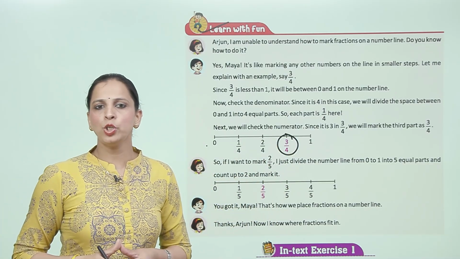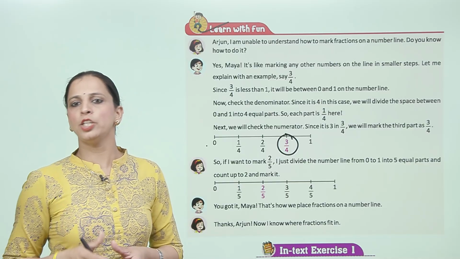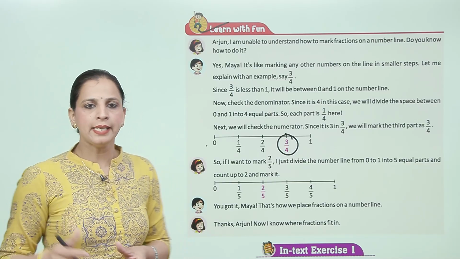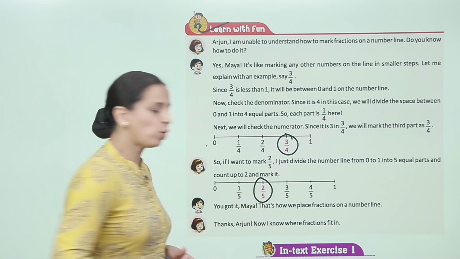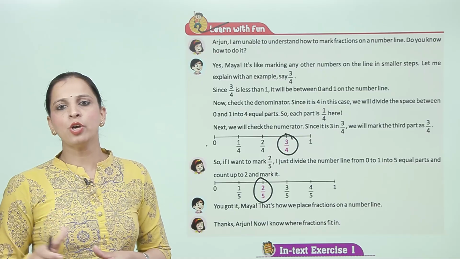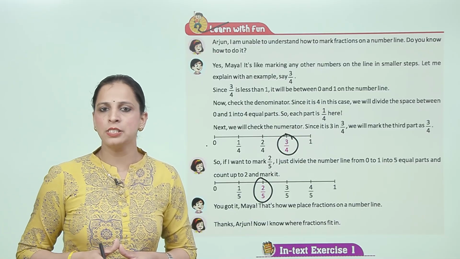So if I want to mark 2 by 5, I just divide the number line from 0 to 1 into 5 equal parts and count up to 2 and mark it. Yes, 2 by 5. You got it. That's how we place fractions on a number line. Thanks, Arjun. Now I know where fractions fit in.